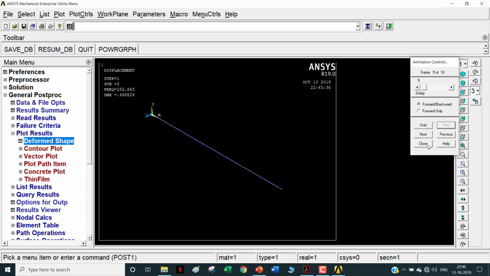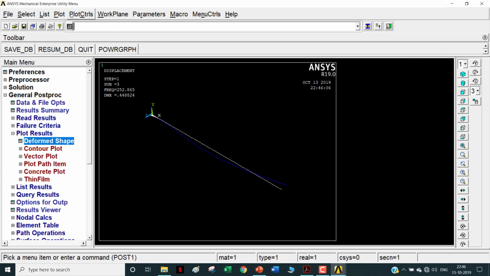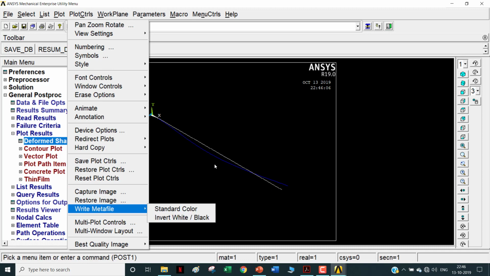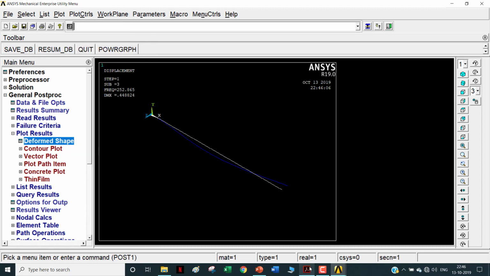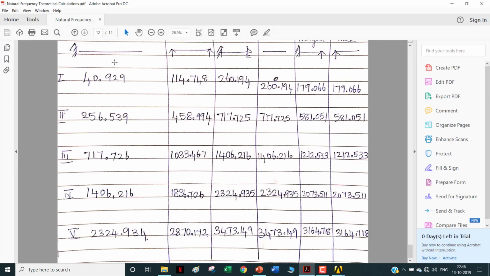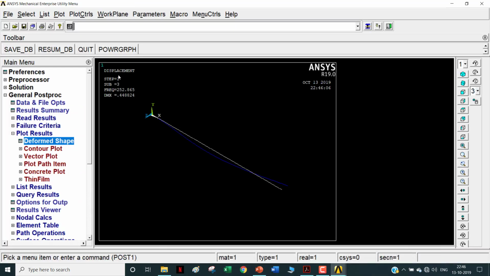Okay. Again save this image and write meta file, invert white or black. Similarly, for all the 5 frequencies that match closer to the theoretical value, save these mode shape images, right?